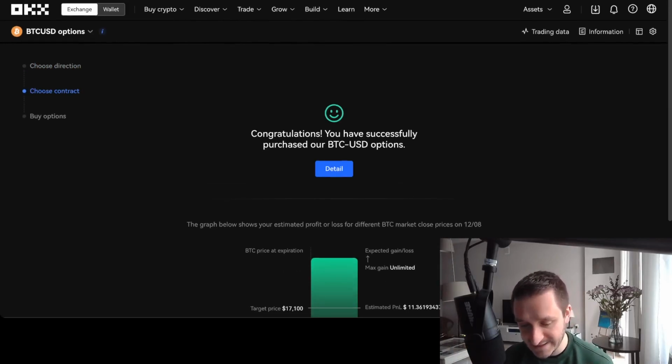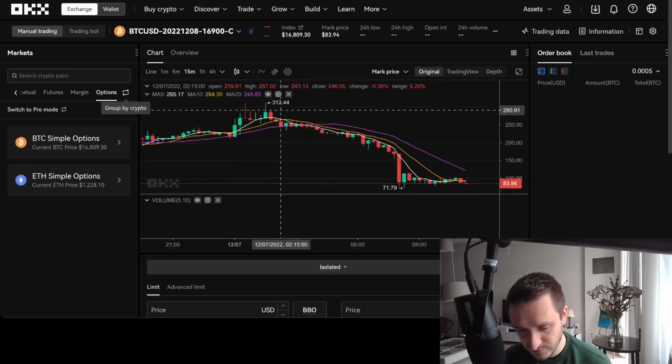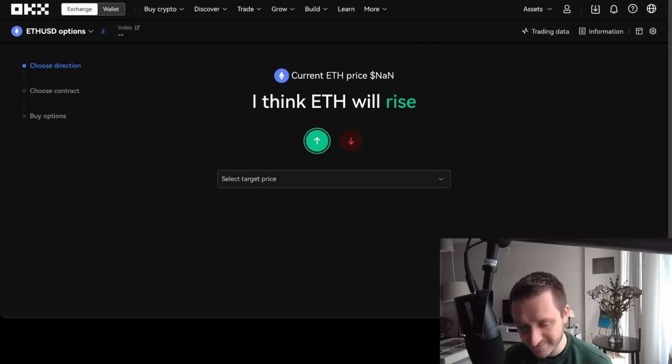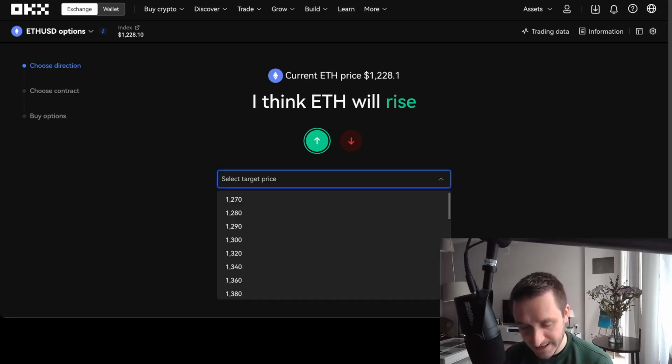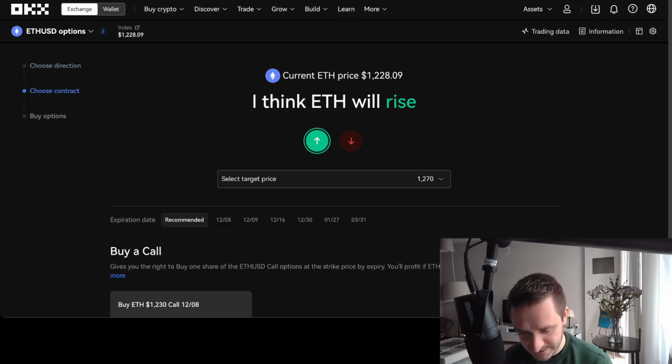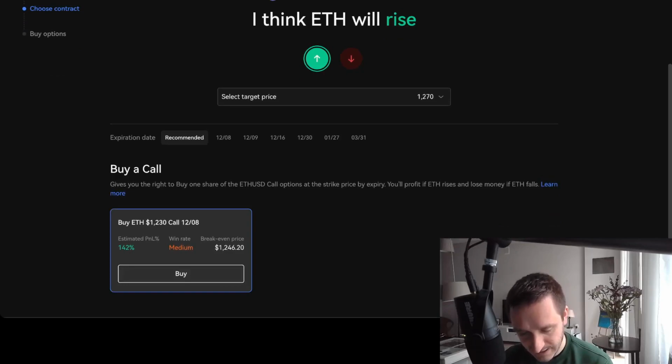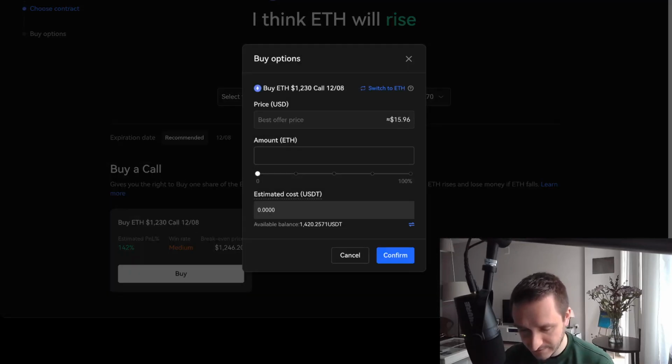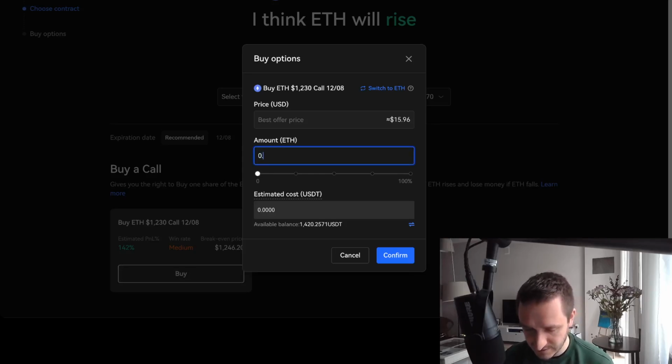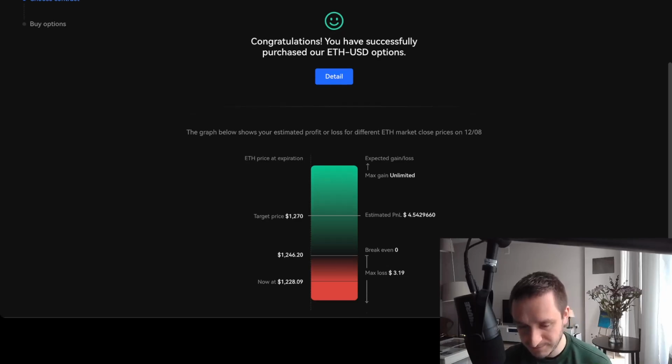We could do exactly the same thing. You could click on a detail to understand more about it, look at the chart. You could do exactly the same thing for ETH. And again, I could go for ETH will rise, and then, for example, choose the minimal price for the next day. And again, if I click buy, this will be the price for the option. Again, I don't have to buy the whole thing. I can buy, for example, 0.2. See the cost, this will be $3, and I could click on buy, and voila, this is done.